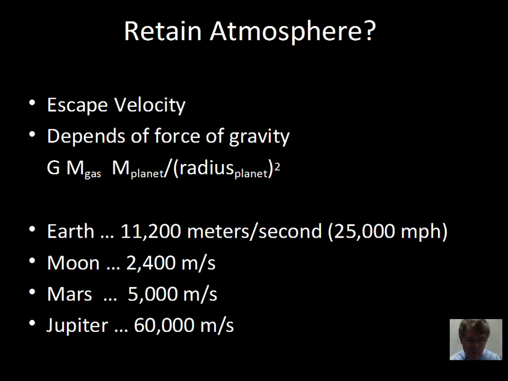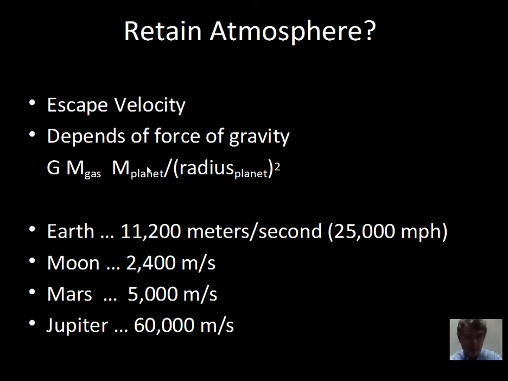So to retain an atmosphere, we want to have molecules that are below escape velocity. We want the speed of the molecule to not exceed the speed necessary to escape the gravity of the planet. Well, the gravity of the planet depends on our capital G constant, the mass of the gas, the mass of the planet, and the radius of the planet squared. We're not going to do any calculations here, but you should know that different planets have different masses, different planets have different radii, and this force of gravity changes from one planet to another.